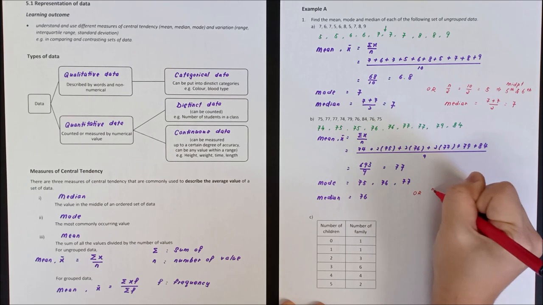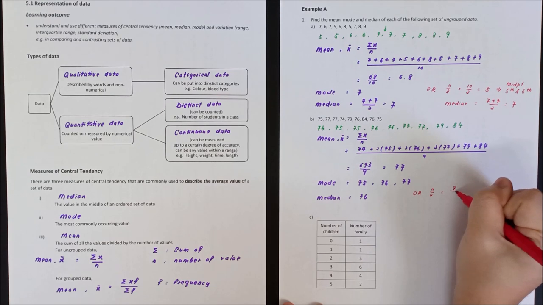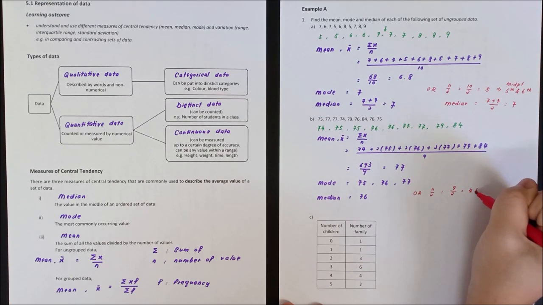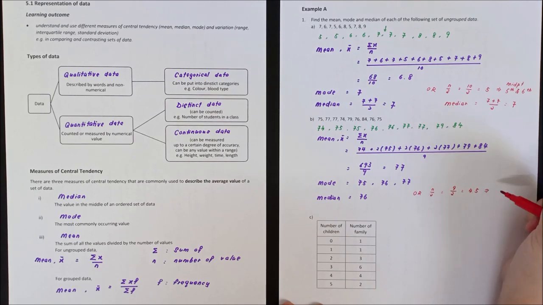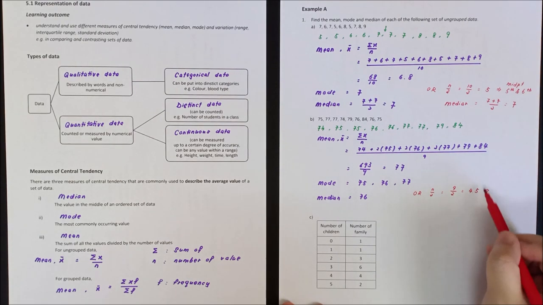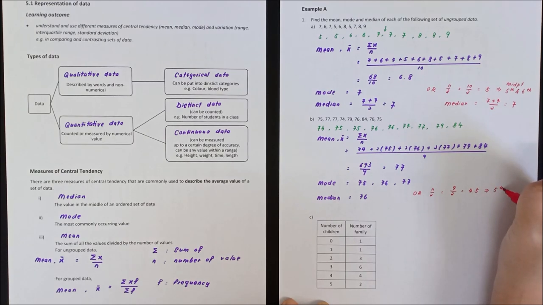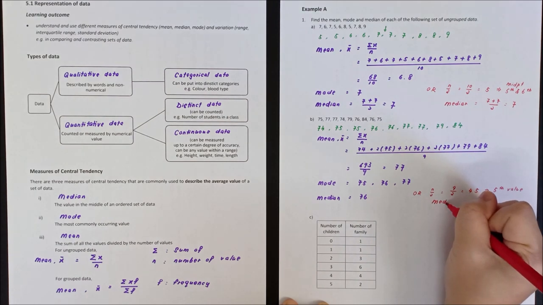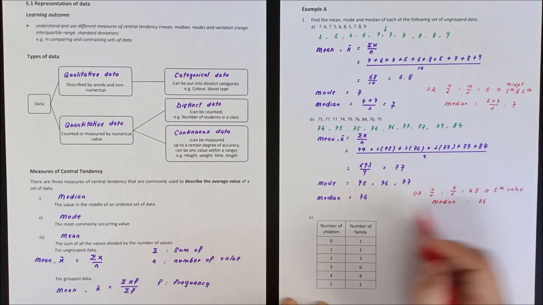So we do the same thing, n divided by 2. The n here, how many numbers you have, is 9, right? So 9 over 2 equals 4.5. Now just now we got a whole number, but now it's not a whole number. If you didn't get a whole number, your answer is the next whole number after your decimal. So for 4.5, the next whole number will be 5. So my answer will be the fifth value. Then you count the fifth: 1, 2, 3, 4, 5, so 76, which is the same answer as this.